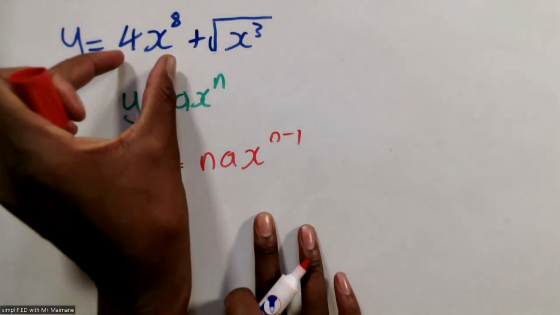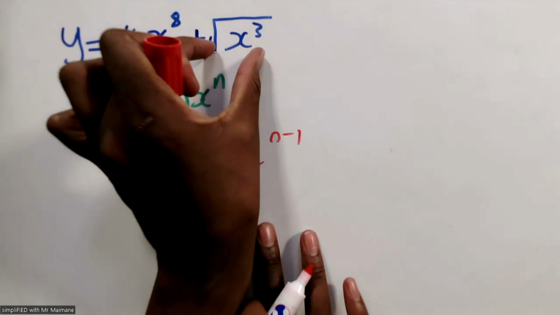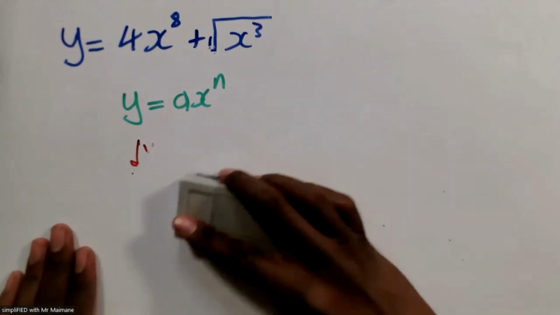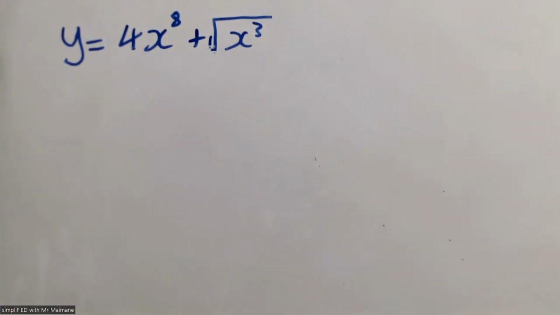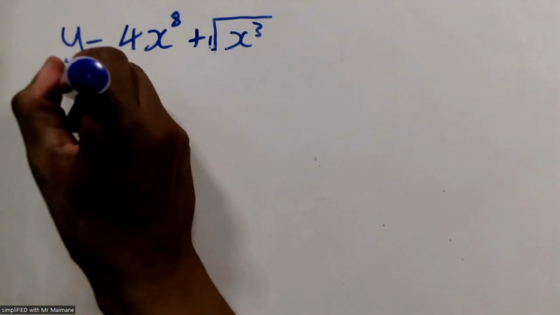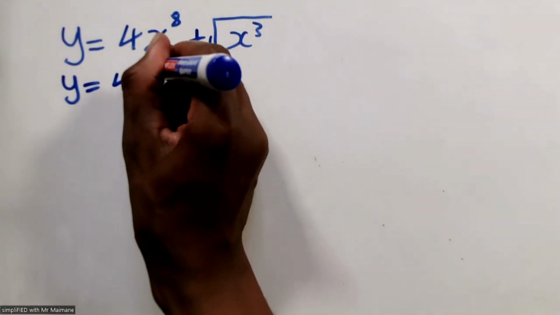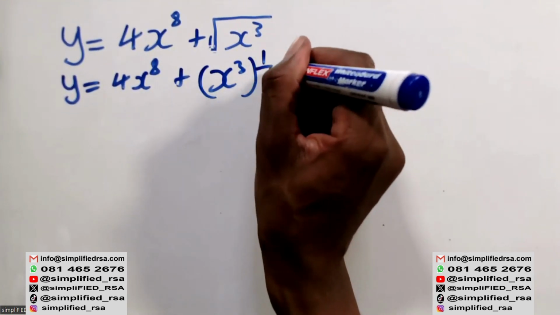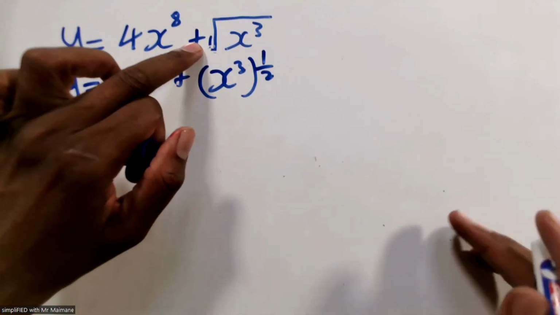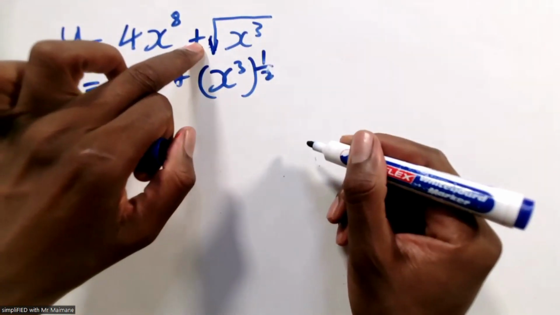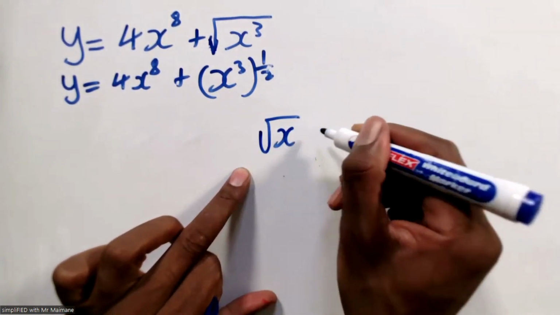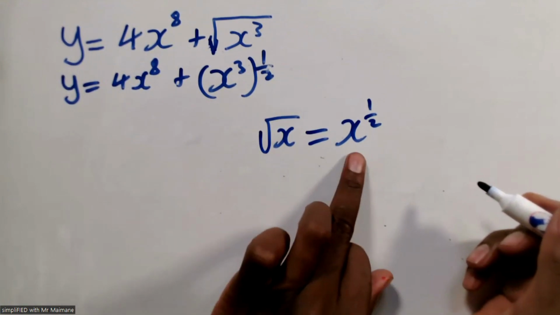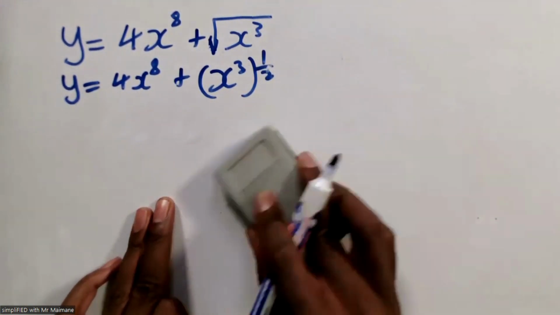So this one looks a bit like this. But what about that? It means we can't just go straight and differentiate. We have to simplify further. To simplify this one further, I will then have y is equal to 4x to the exponent 8 plus x cubed to the exponent 1 over 2, because square root is the same as half. We know the exponential rule that says square root of x is the same as x to the exponent of half. It's just the rules that we are following right now.